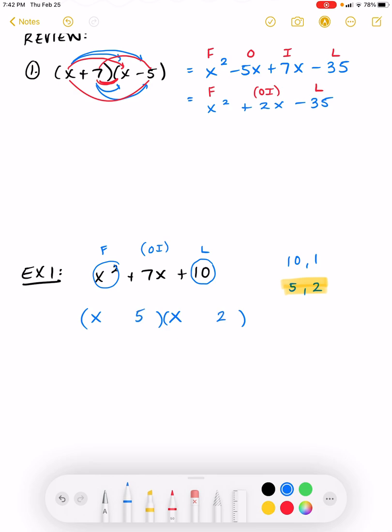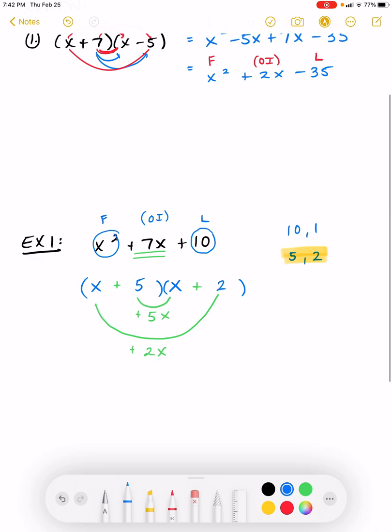Now the last thing we're going to do is figure out what the signs need to be. When we multiply the outer terms, there's a 2x. When you multiply the inner terms, there's a 5x. So I ask: how does a 5x and a 2x add to make a 7x? Well, if it's positive 5 and positive 2, then it'll add to make 7x. And so our final answer is the factors x plus 5 and x plus 2.